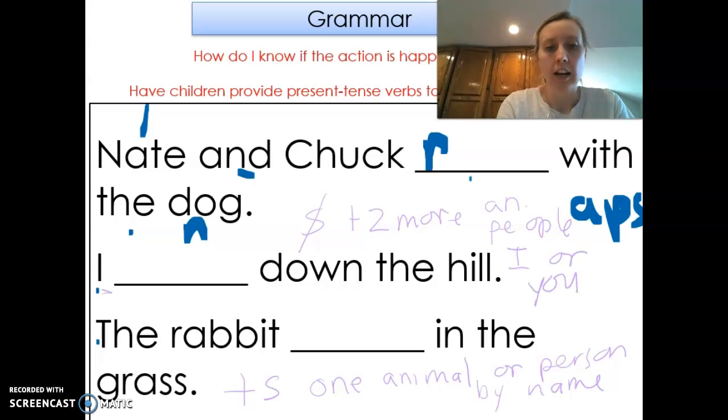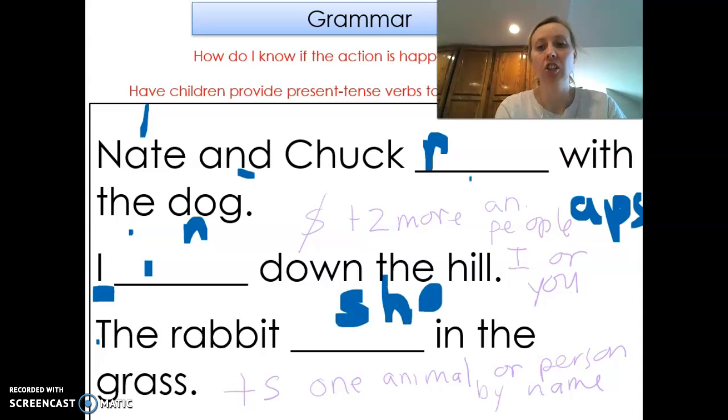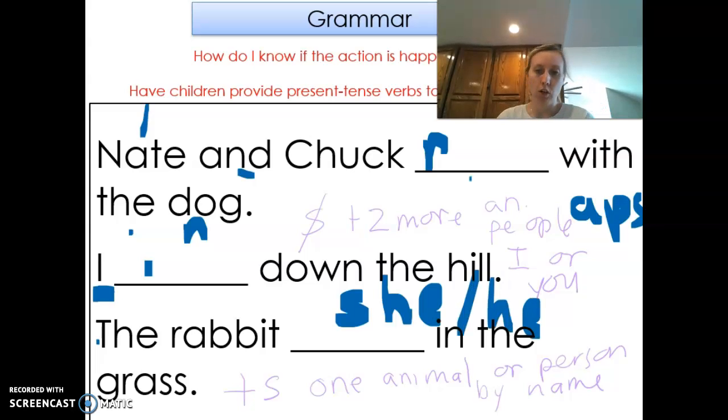So you would say, let me start right here. I jump down the hill. You wouldn't say jumps. You jump down the hill. They jump down the hill. But if it's she jumps. He jumps. Or a person by name, John jumps. Okay? I hope that makes a little more sense.